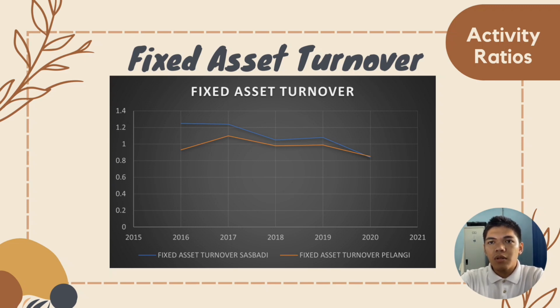This can be due to a number of factors such as the company's strong brand recognition, its high-quality product or services, or its efficient operations. For example, SASBADI's strong brand recognition is a competitive advantage. To get a better understanding of the financial performance of SASBADI and Pelangi, it is important to look at other financial metrics such as the profit margin and return on equity of each company.